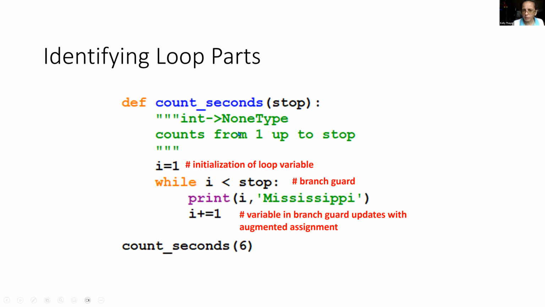This counts from 1 up to whatever is supplied for stop, which should be of type int, which we can determine from this right here. So this is the initialization of the loop. We'll begin at 1. And while I is less than stop, our branch guard, we are going to print I, Mississippi.